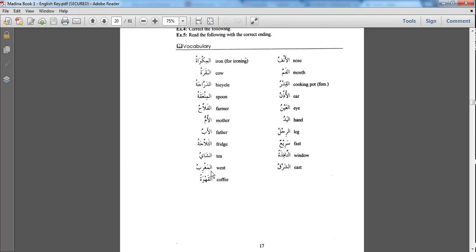المغرب west, the west. القهوة coffee. الأنف nose. الفم mouth. القدر cooking pot, which I mentioned earlier that it's feminine. الأذن ear. العين eye. اليد hand. الرجل leg. سريع fast. النافذة window. الشرق east.